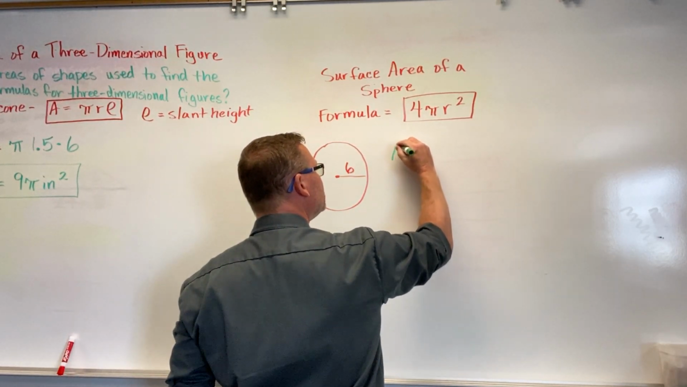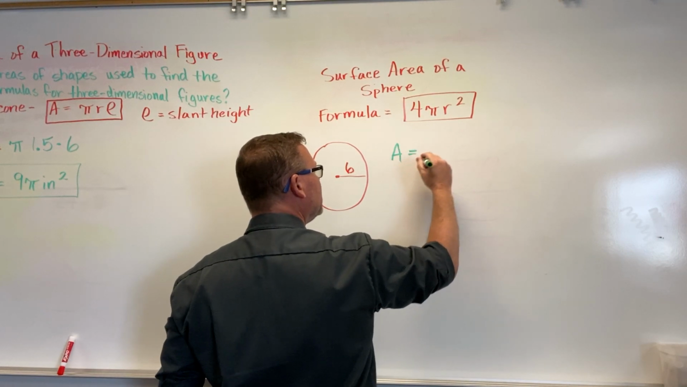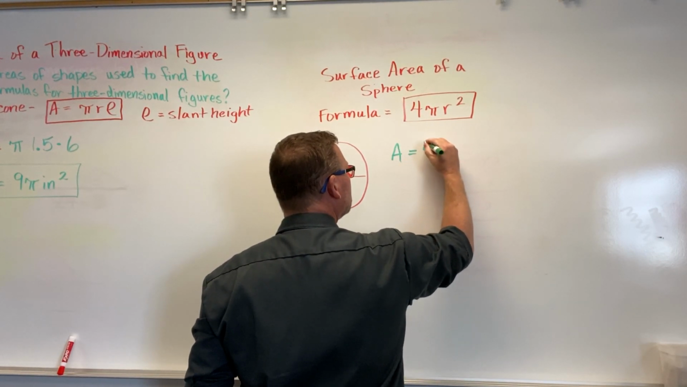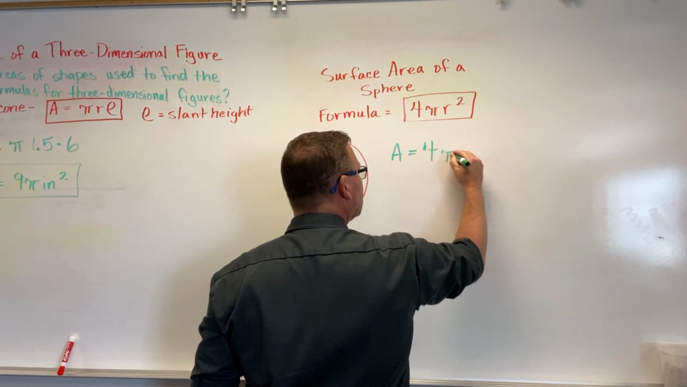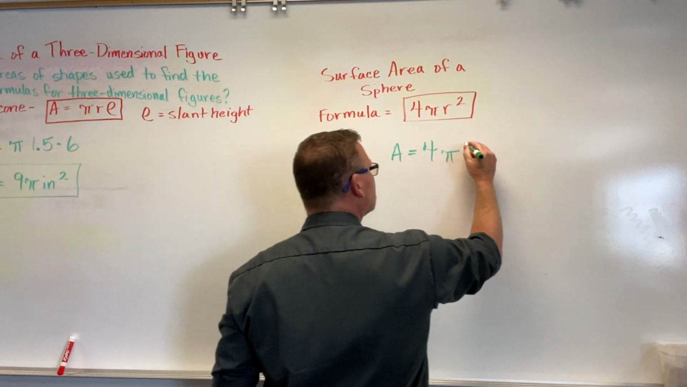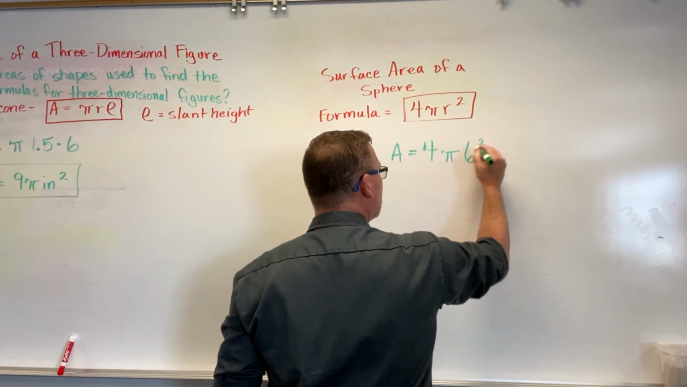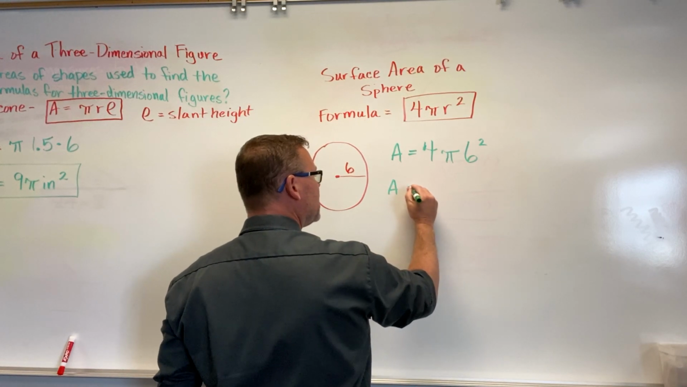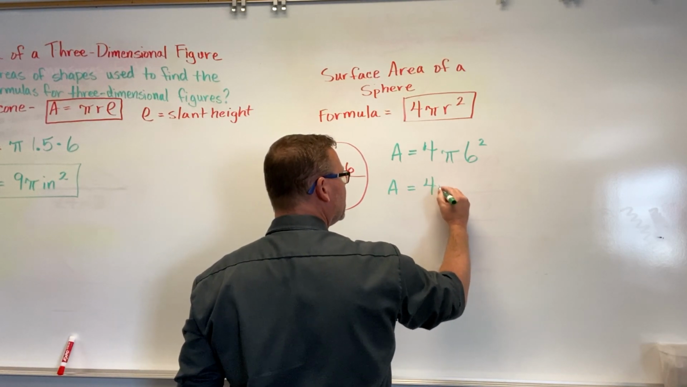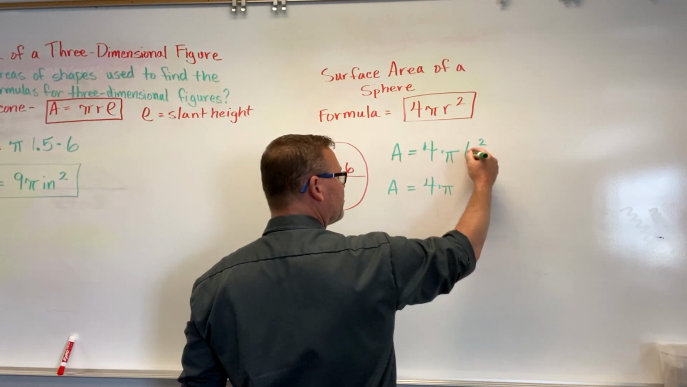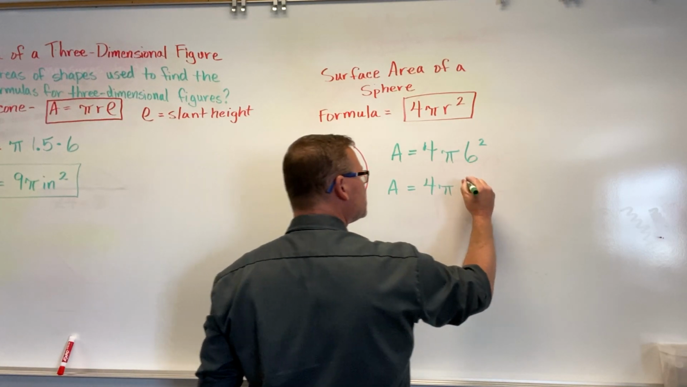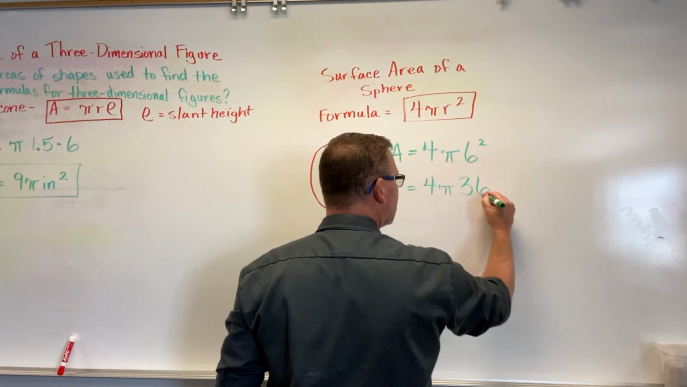So the area for this figure, the surface area, is 4. We leave pi as pi. I take the radius of the figure, and I'm going to square it. I'm going to do one more step than I need, right? 4 pi, and then 6 squared. Don't forget that 6 multiplied by 6 is 36.